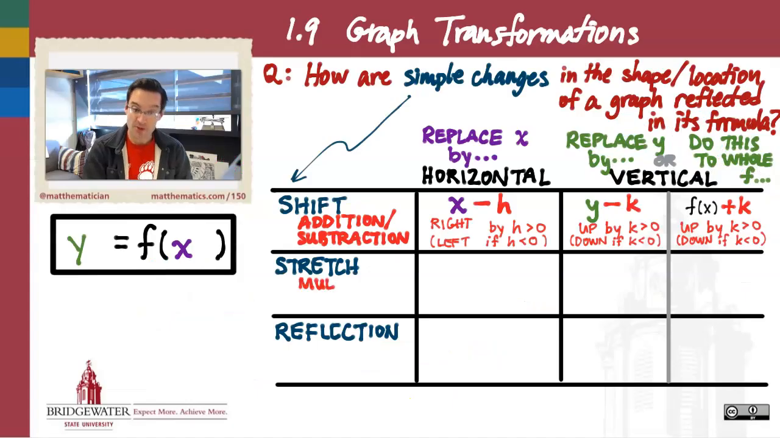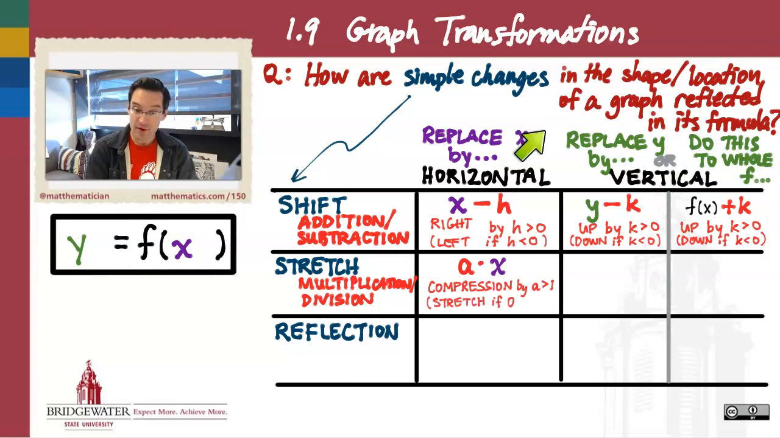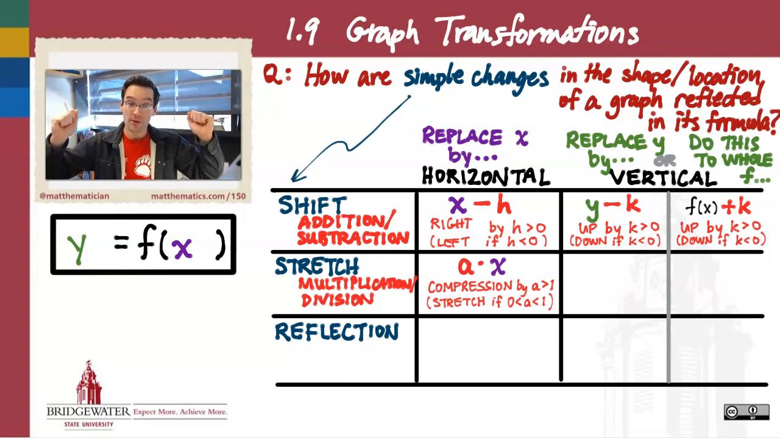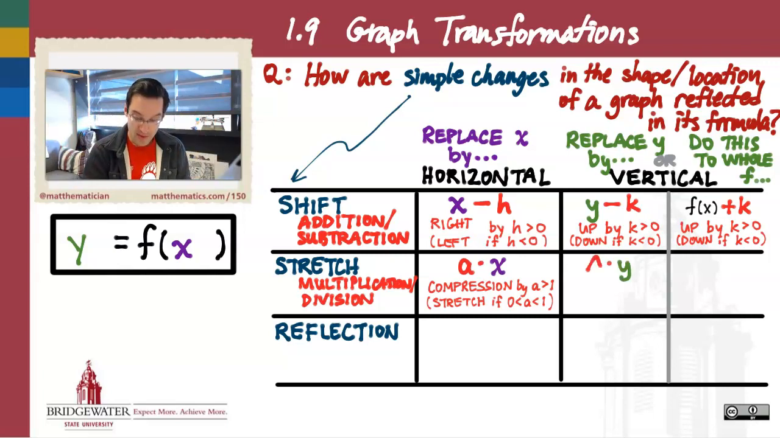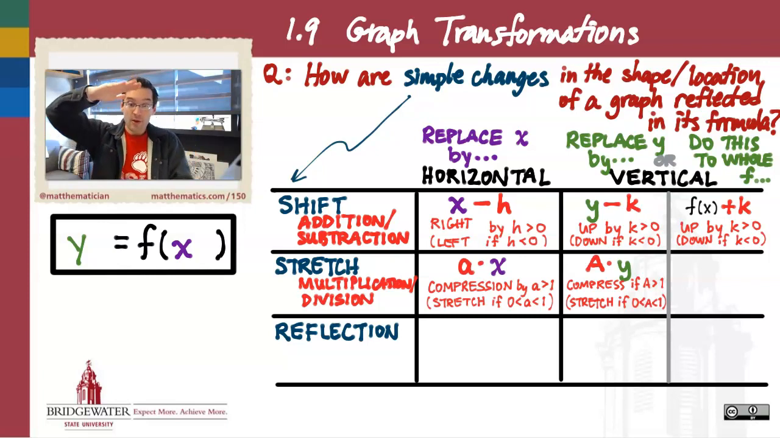So what all stretches of a graph have in common is that they involve multiplication or division instead of addition or subtraction. If I multiply in place my x variable by a number a, that's going to affect a horizontal compression towards the y-axis if a is greater than 1, or if a is between 0 and 1, it's going to stretch all of my points horizontally away from the y-axis. Similarly, if I multiply my y in place by a number a, it's going to compress everything towards the x-axis by a factor of a, a vertical compression, or stretch away from the x-axis if the a is between 0 and 1.